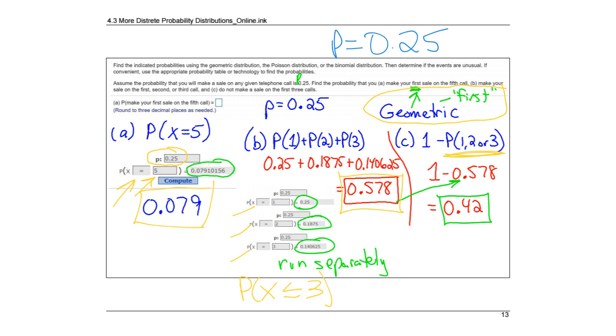So we could take 1 minus 0.578 that we found for B and get 0.422. The other thing you could do is the probability of X greater than 4. That would work as well.